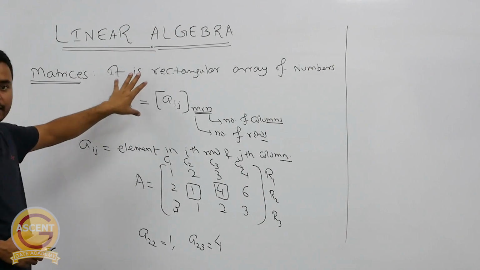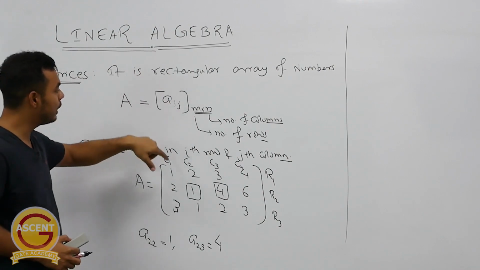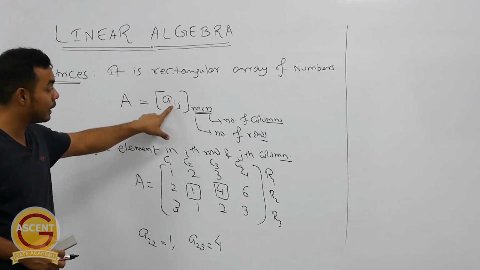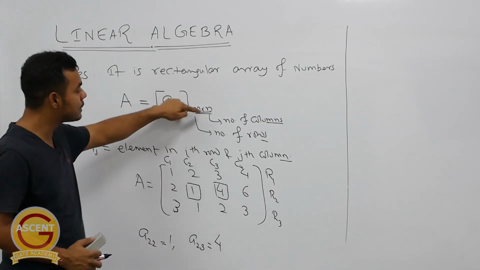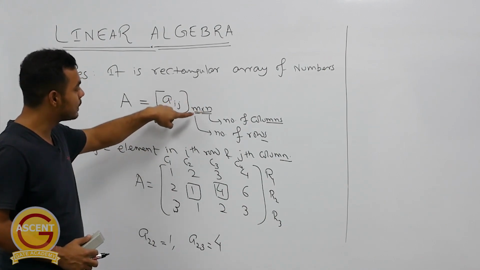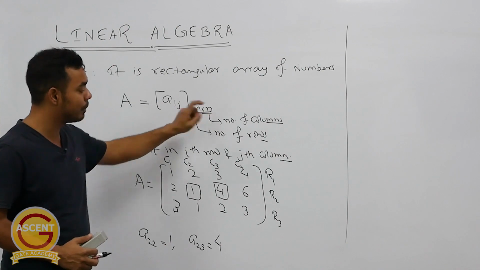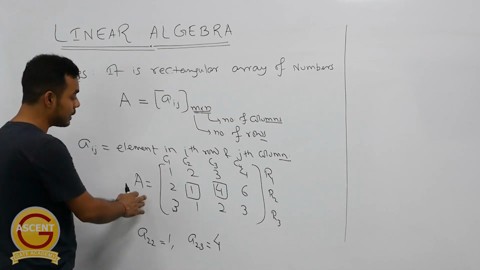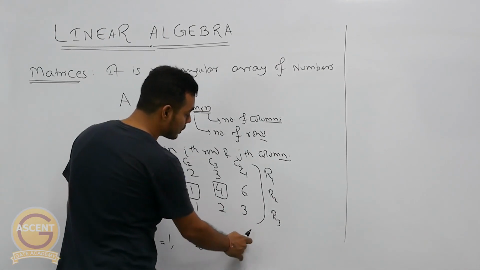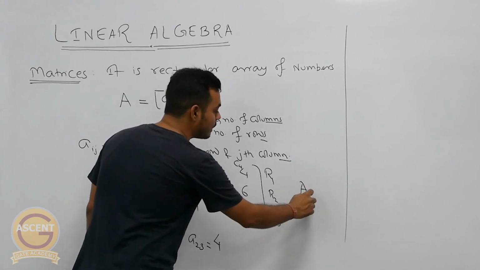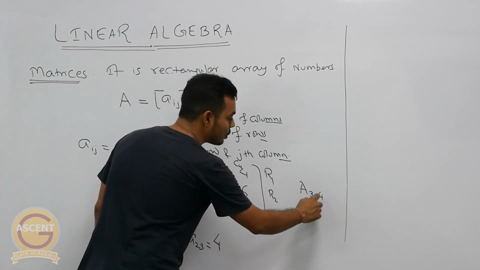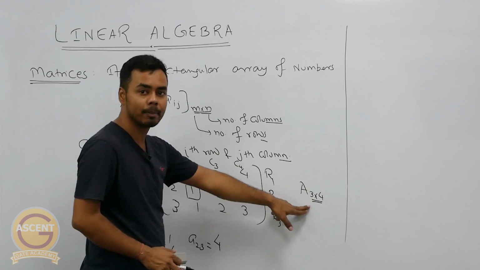A matrix will be represented by a capital letter, its elements by small letters. Aij is the element in the ith row and jth column, and m into n is the order of the matrix, where m is the number of rows and n is the number of columns. So for example, this matrix has 3 rows and 4 columns. So the order of this matrix will be 3 into 4.